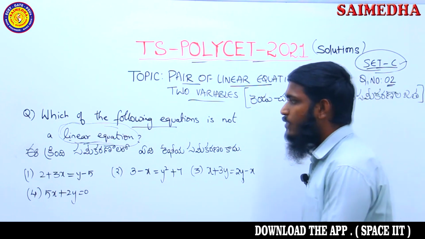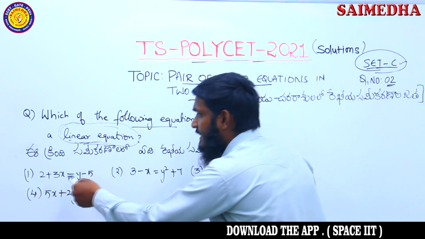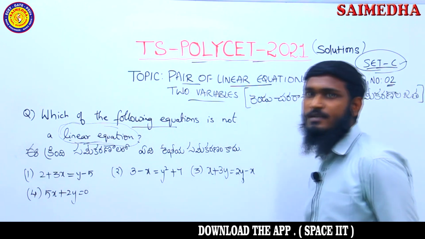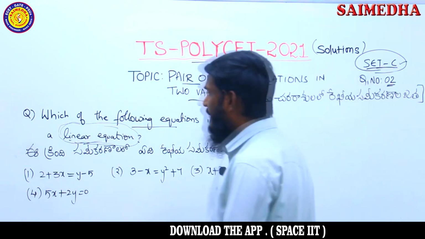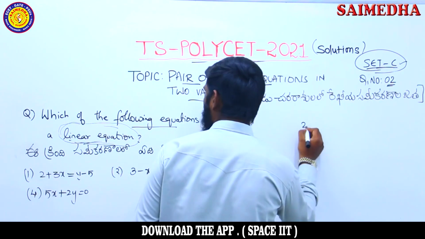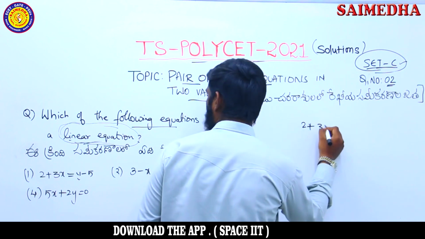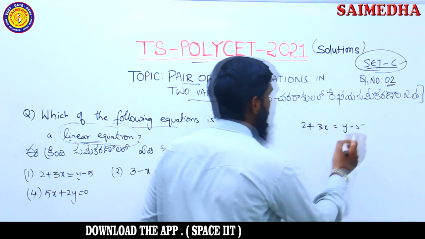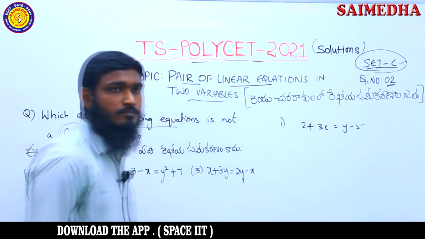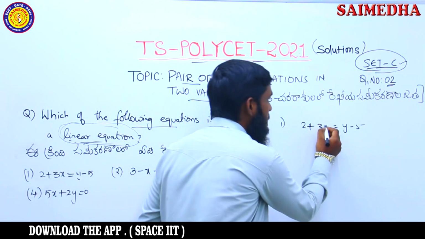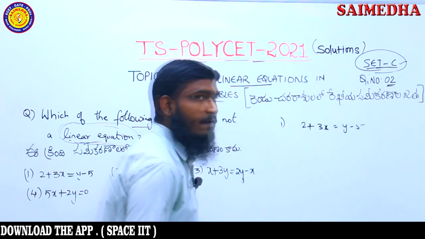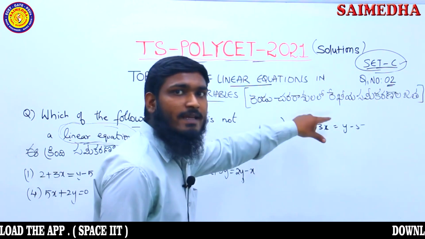So let us find out the degrees of these equations. If you are taking the first option, it is 2 plus 3x is equal to y minus 5. This is our option number 1. Let us find out the degree over here.